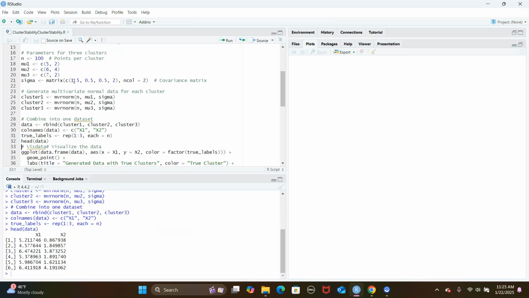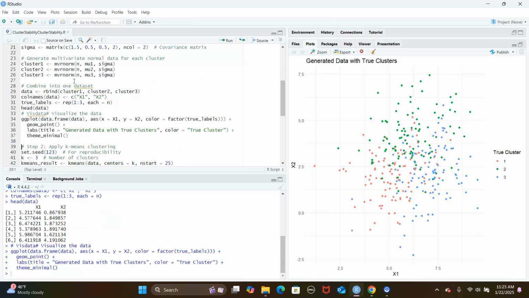And this is the data structure, okay? And we can plot them out. You can see that I chose the mean vectors and covariance matrix so that there's some overlap of the data points. So we're not cheating this time. The 3 clusters are not obviously separated.